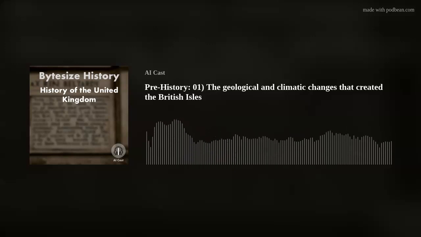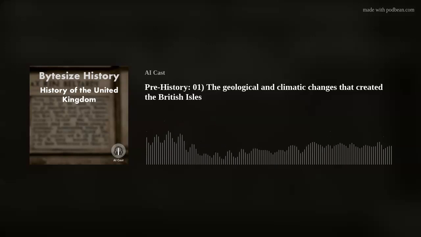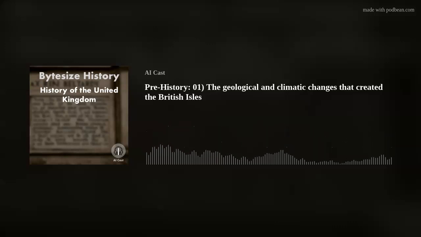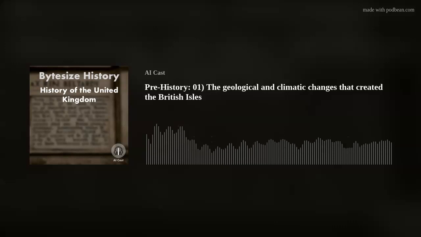During this period, the region was covered by huge ice sheets, which carved out valleys and left behind ridges. When the glaciers retreated, they left behind vast amounts of debris that filled in valleys and created new land. This is why the landscape of the British Isles is so varied, with rugged mountains, rolling hills, and flat plains.